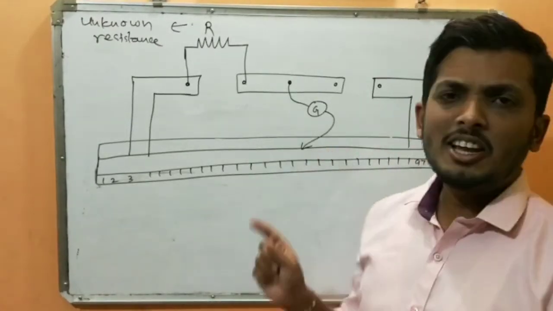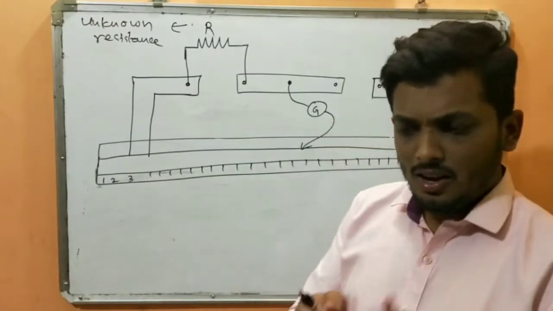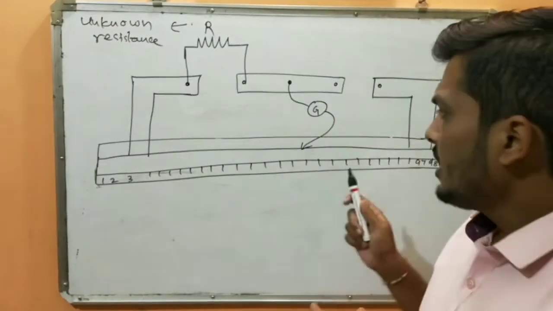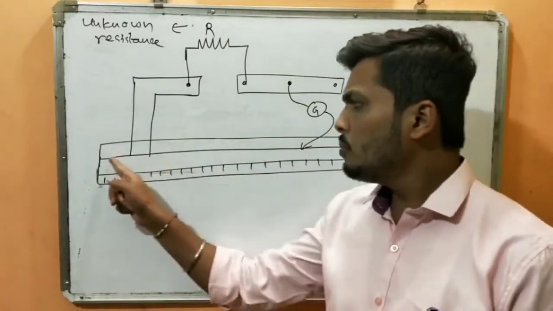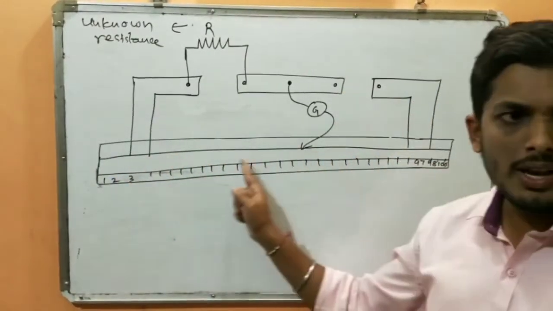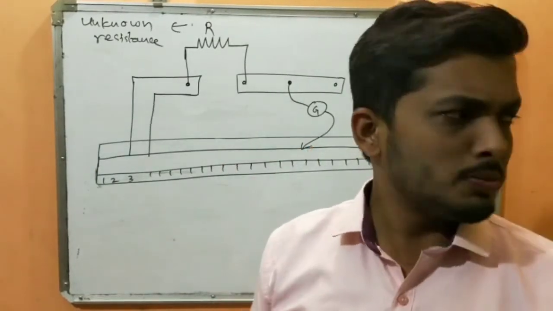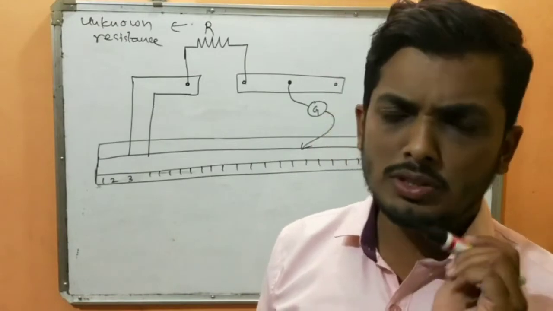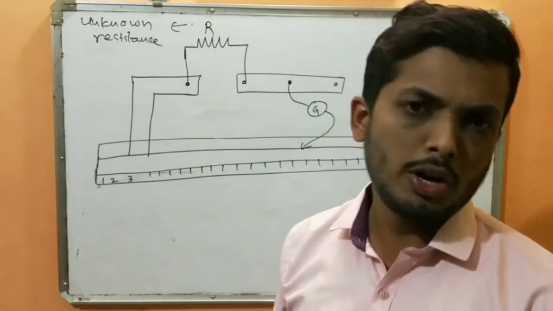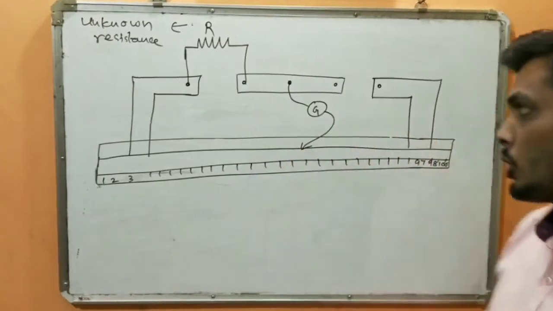Sliding contact is just a wire having a knife-like edge, and it is free to move across this wire. It is basically like a tester. Tester, you know, right? You take a tester and plug it into the switchboard to confirm whether the current is flowing or not. So it's the same thing: sliding contact, or we call it a jockey.